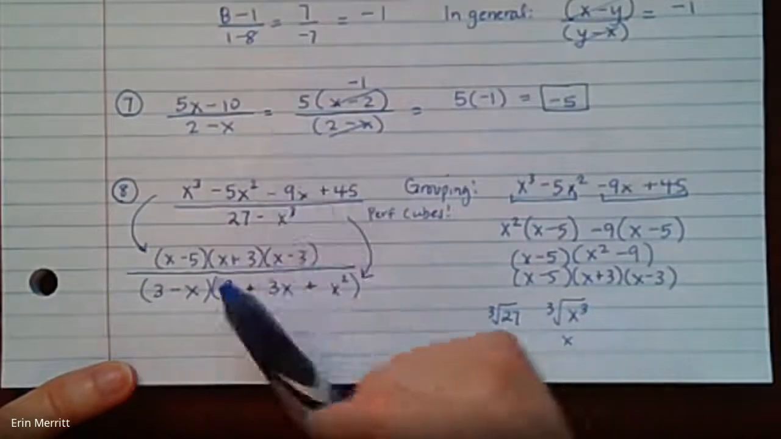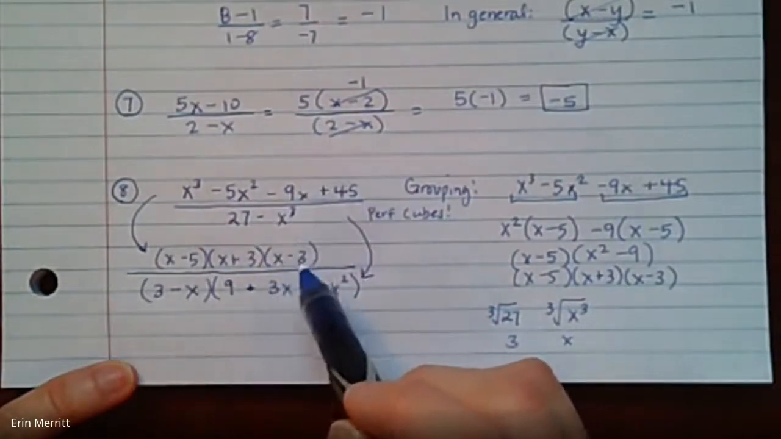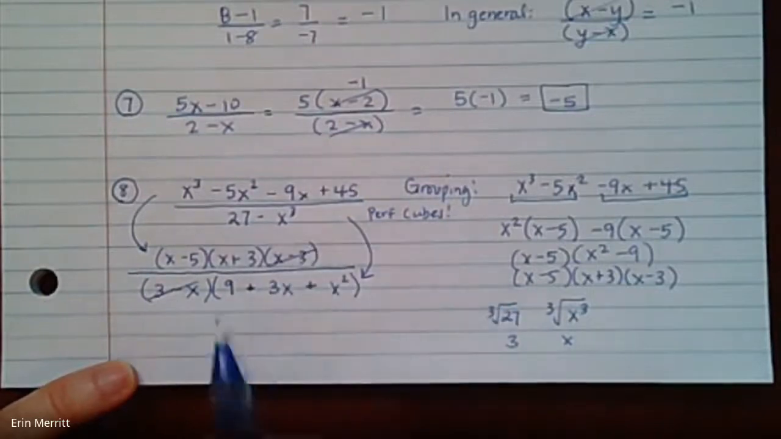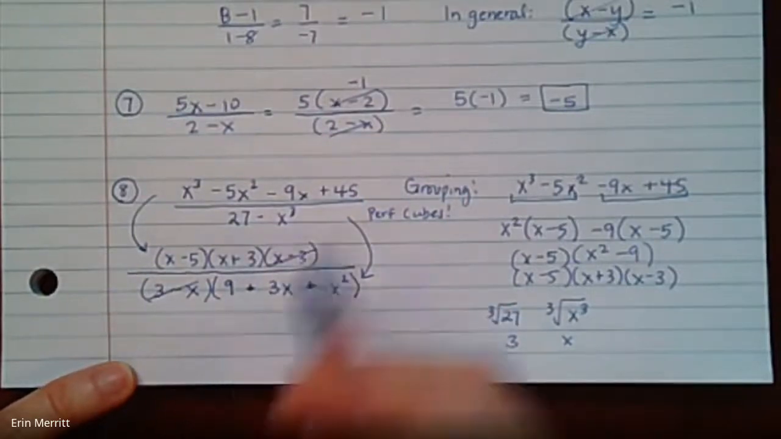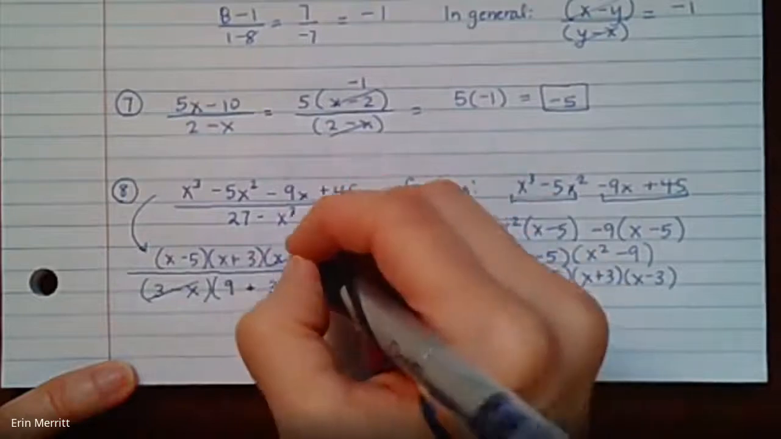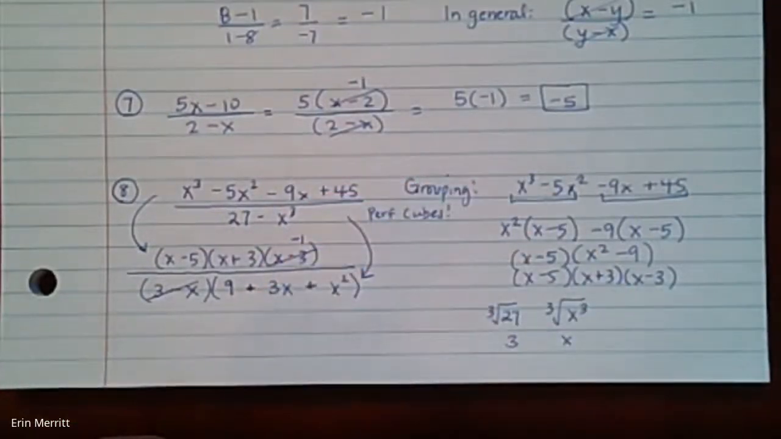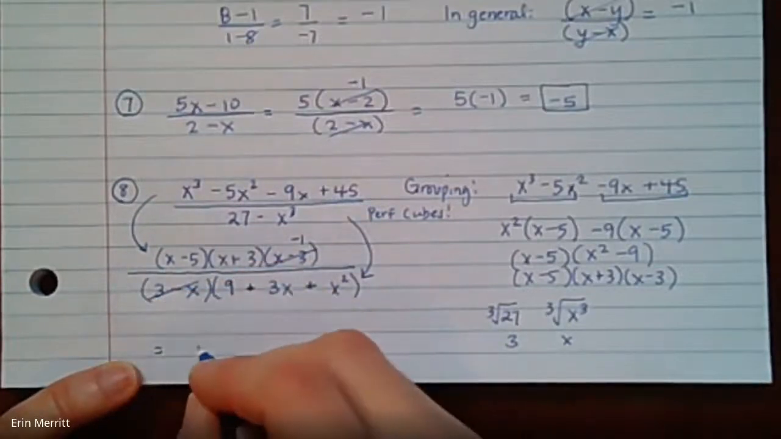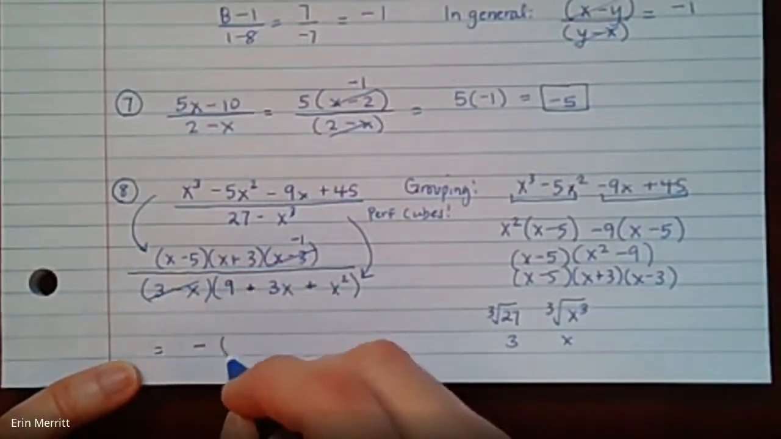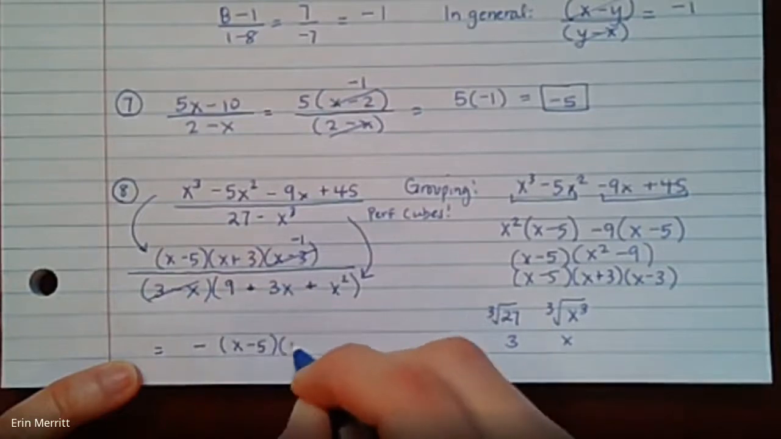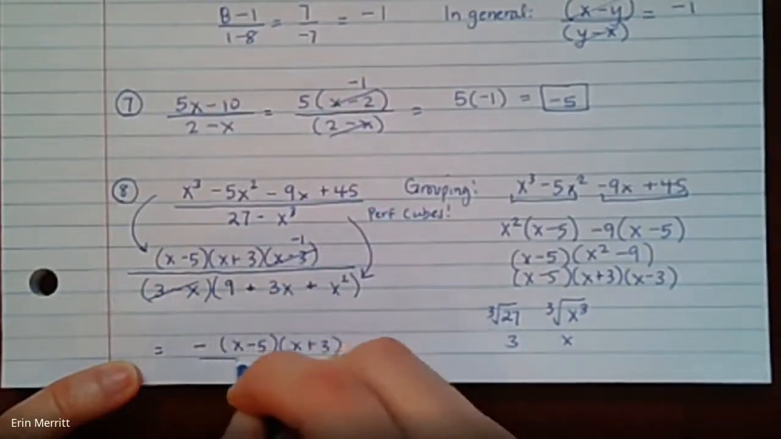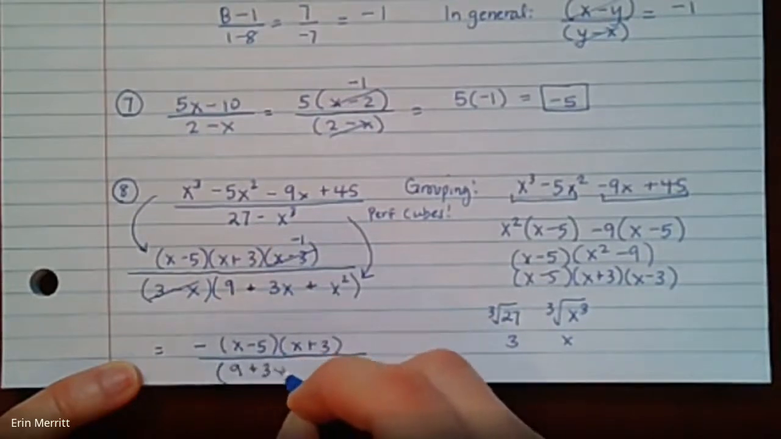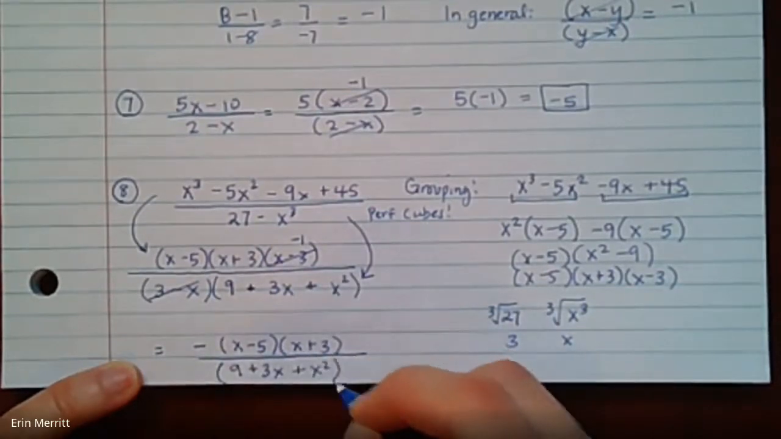We have an x minus 3 here, and we have a 3 minus x there. There is that rule where when they're the exact opposites around a minus sign, you can cancel and leave -1 in place of one of them. It doesn't matter which. So my final answer, I'm just going to leave that negative kind of hanging out front. It's going to be x minus 5 times x plus 3. And then in the denominator, I have that factor of 9 plus 3x plus x squared.